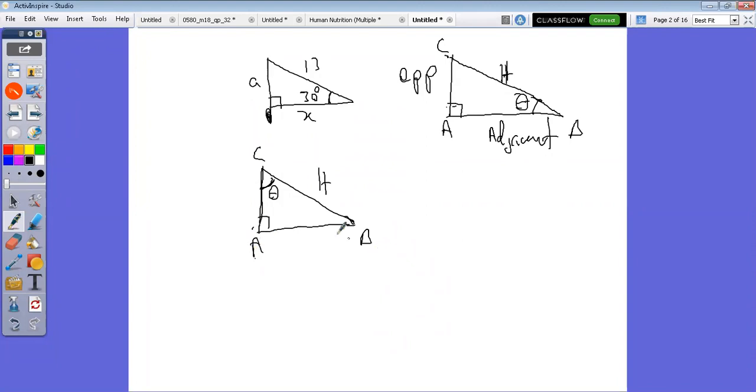CA, not AB, because it's where the angle is sitting in question. So this is the adjacent. And this side is opposite. This angle is the opposite. Are we together there? Yes, sir.